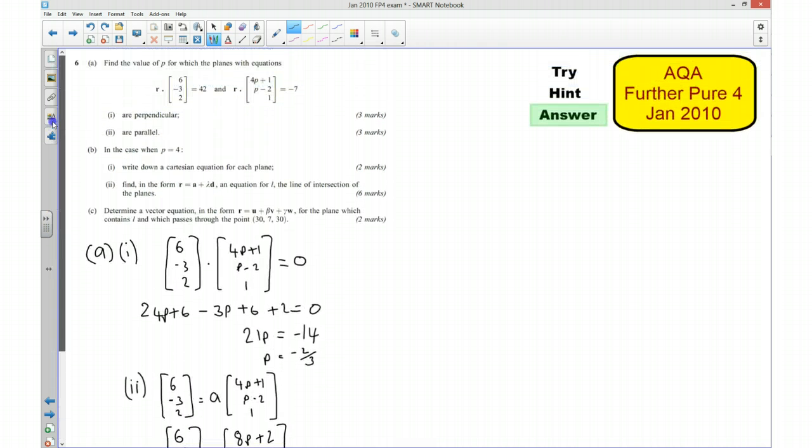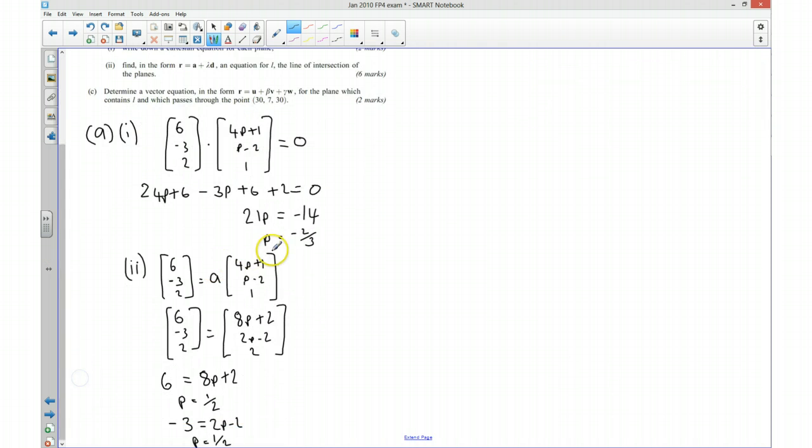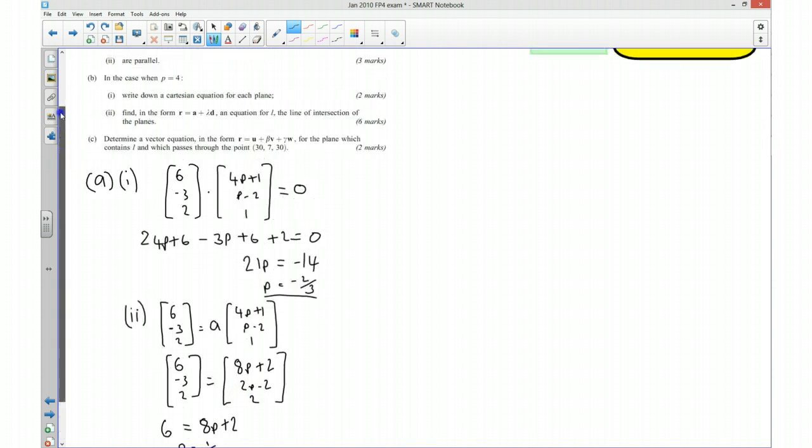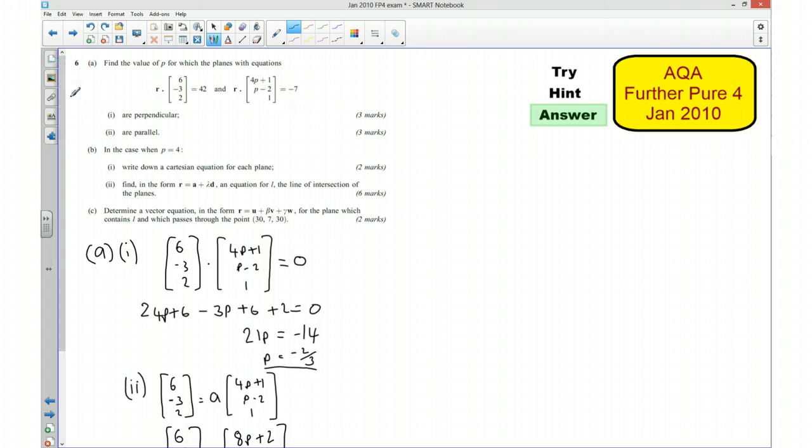Okay, so our solutions then, the values of p would be negative 2/3 for this bit here, and a half for this bit here. Okay, I'm just going to tidy my work up and I'll move on to question B.